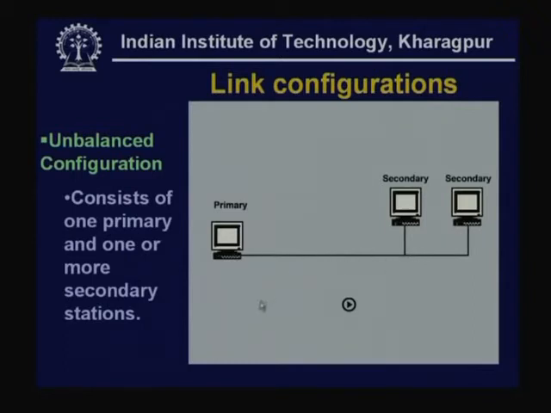So, let us see how the communication takes place. As we have already mentioned, the primary issues a command, and in the multi-point configuration the command can go to both of them, and obviously one of them will respond. So, the response comes from the intended secondary and goes to the primary. So, this is how the unbalanced configuration works.